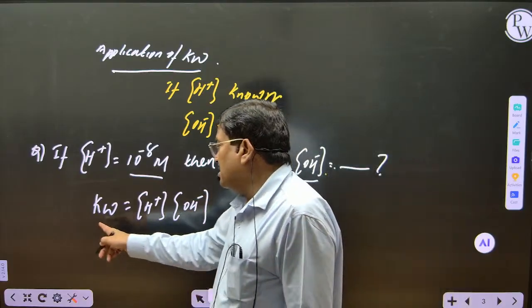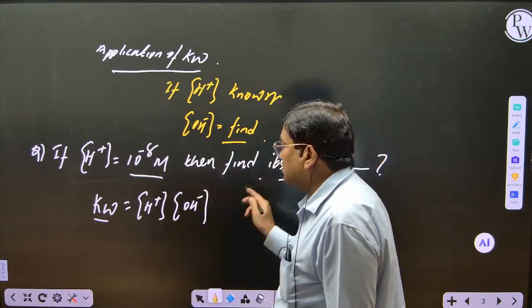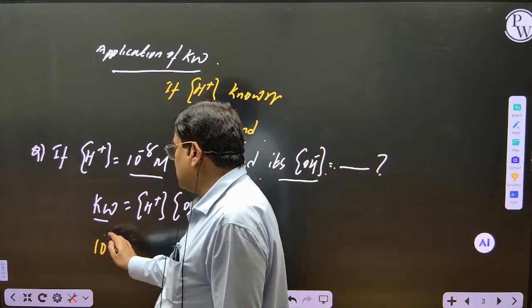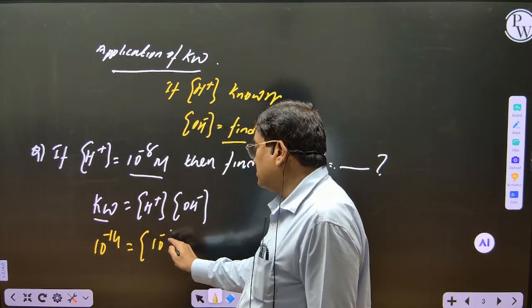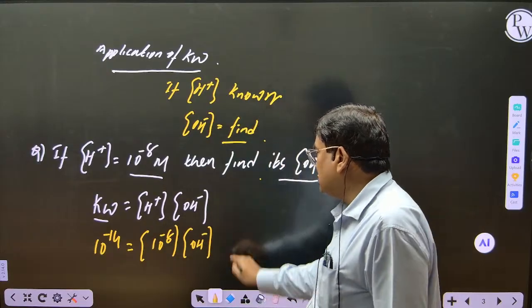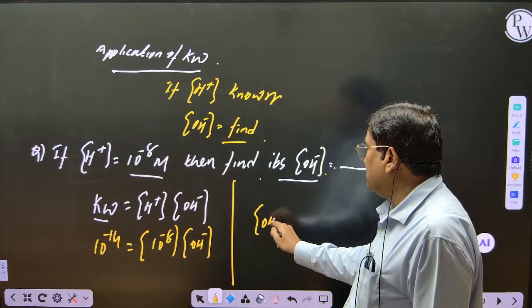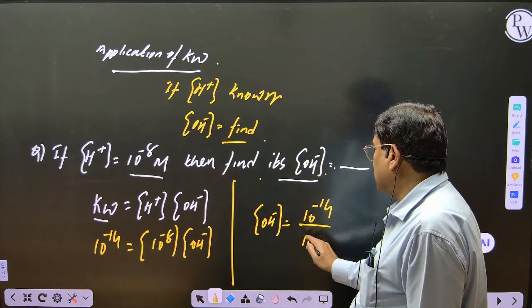So what is the value of Kw at 25, students? That is 10 power minus 14. So I have to take 10 power minus 14. Following? The H plus ion concentration I have to take as 10 power minus 8, and we have to find the OH minus ion concentration. Then what will be the OH minus ion concentration? 10 power minus 14 upon 10 power minus 8.